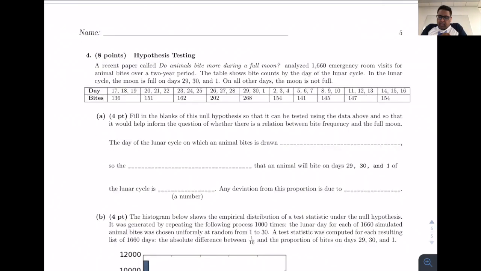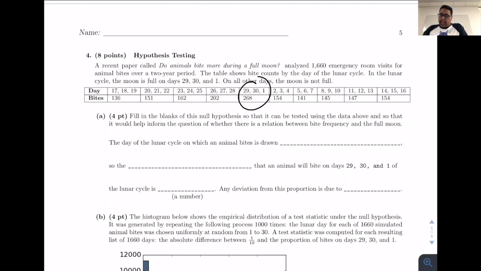Okay, so now we're on problem number 4, our hypothesis test question. A recent paper called "Do Animals Bite More During a Full Moon?" analyzed 1,660 emergency room visits for animal bites. It shows bites by the day of the lunar cycle. And in the lunar cycle, a full moon is on days 29, 30, and 1. And on all other days, the moon is not full.